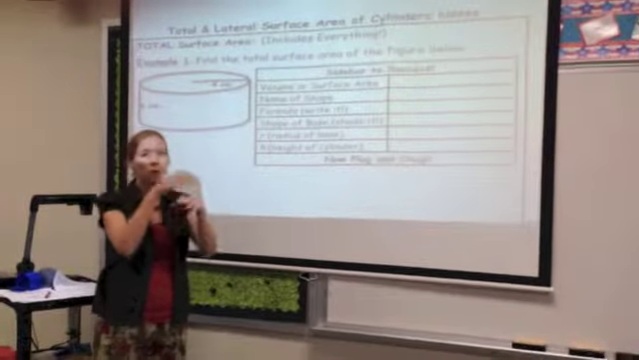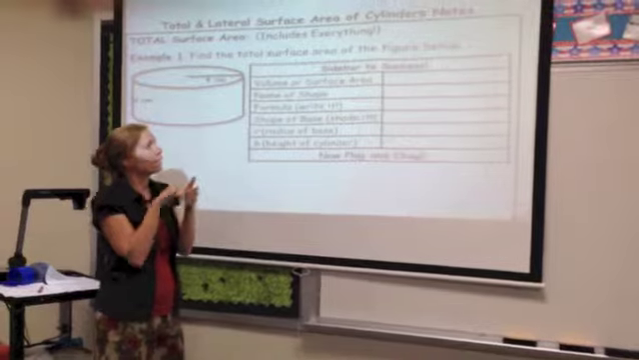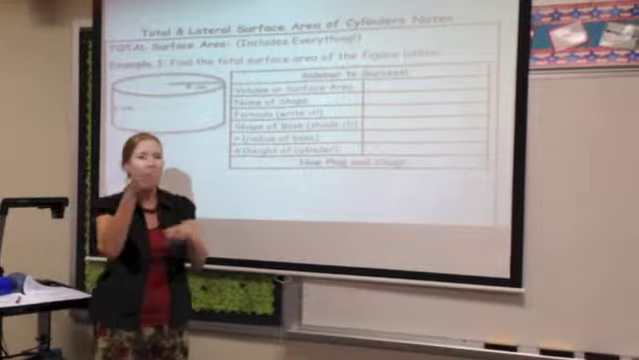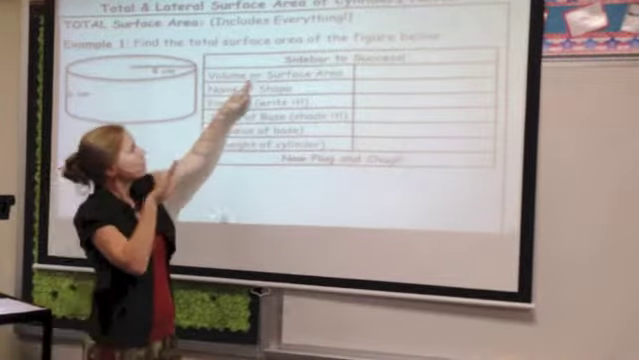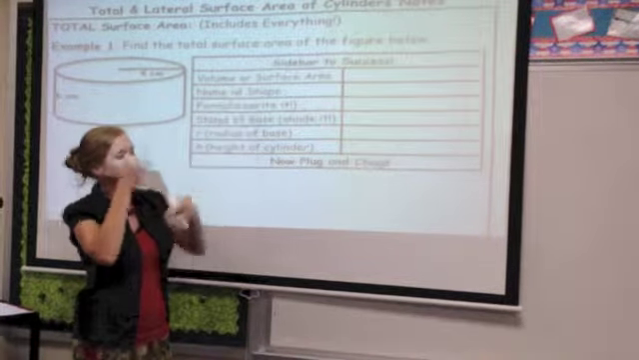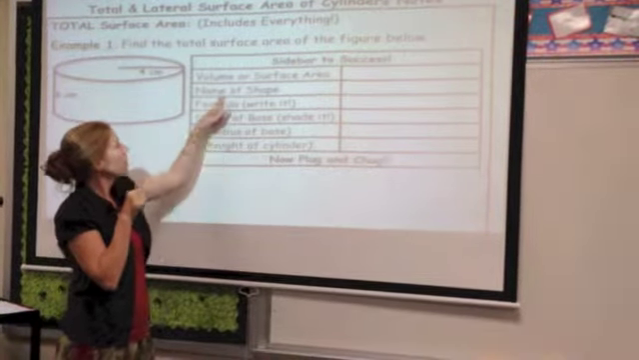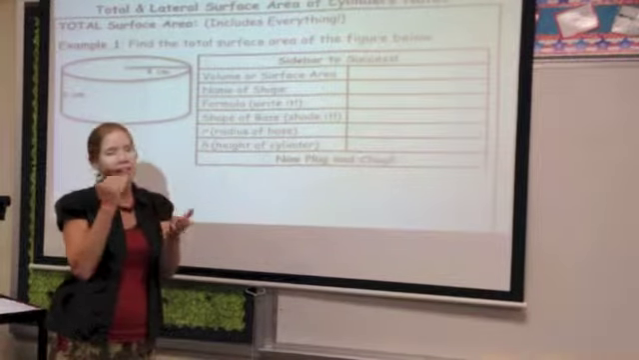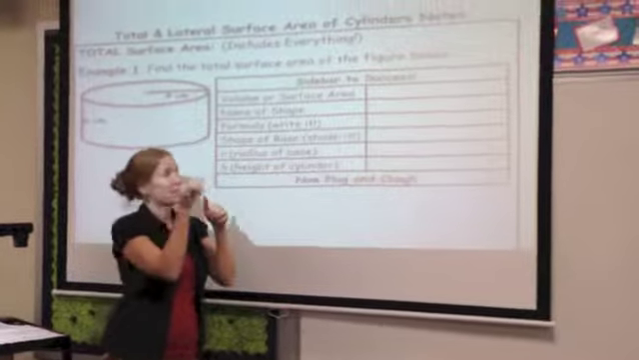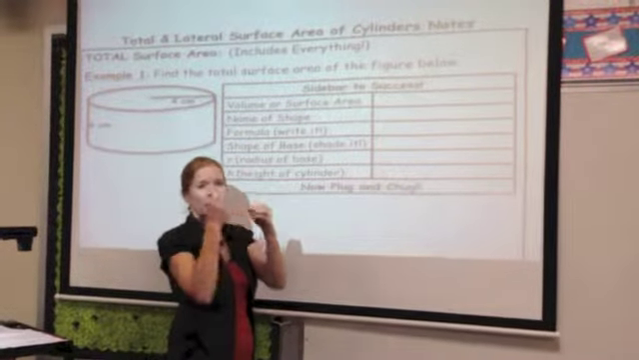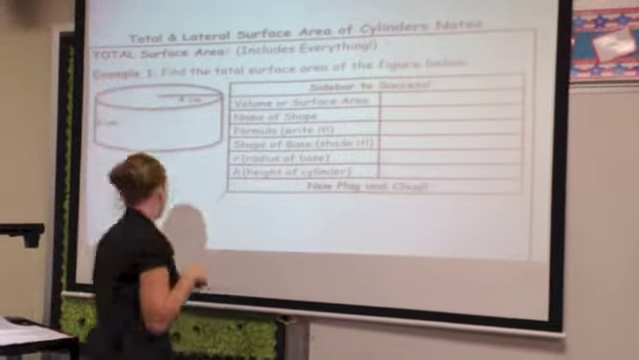Let's try it with the total surface area. This is the same process, however, we have to add the two bases. So I'm going to put down TSA for total surface area. The name of this shape again is the cylinder. The formula is a little bit different. It's the same in the beginning, but then we add the part for the bases.